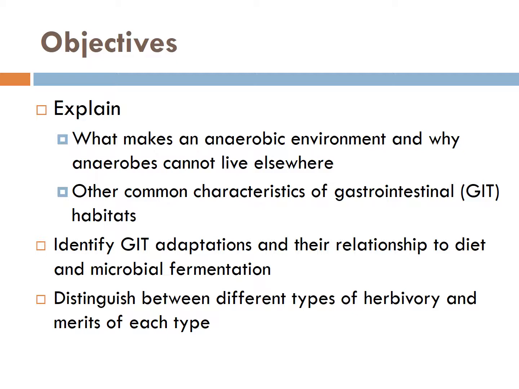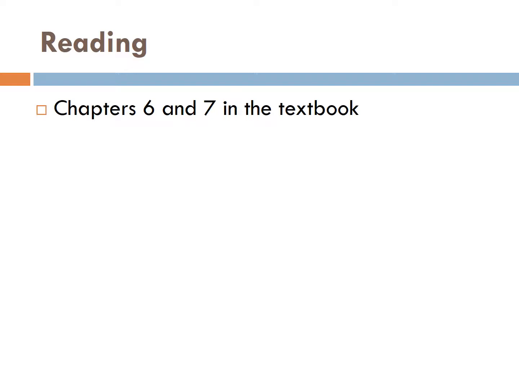You should be able to identify gastrointestinal adaptations and their relationship to diet and microbial fermentation, and you should be able to distinguish between different types of herbivory and the merits of each type. Your reading will be chapters 6 and 7 in the textbook.